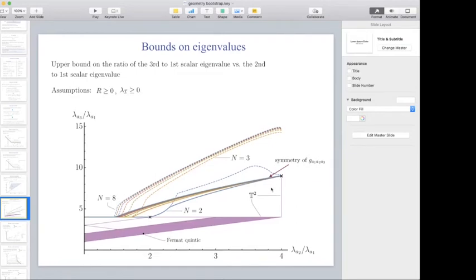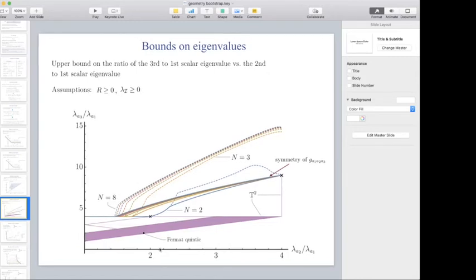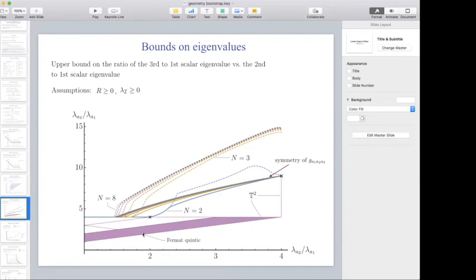Then this weird purple region is the space of tori. If you look at all kinds of two-dimensional tori and the whole moduli space of them, this is the region that it fills out. It fills out some complicated region, but always below the bounds that we find. Here's another non-trivial point, the Fermat quintic Calabi-Yau.